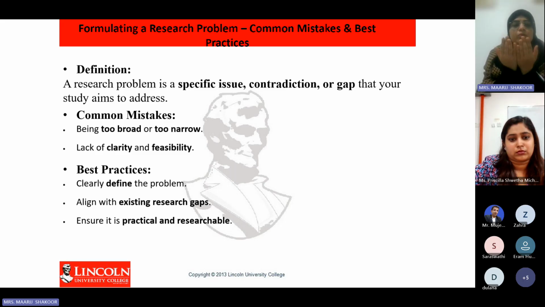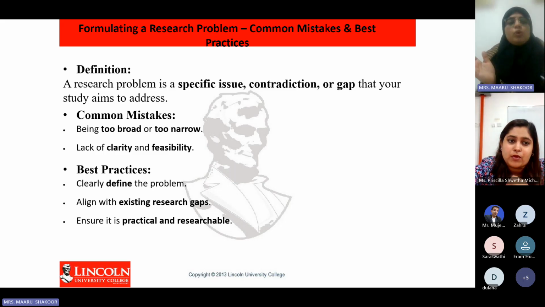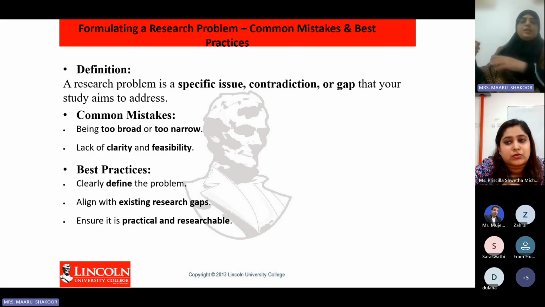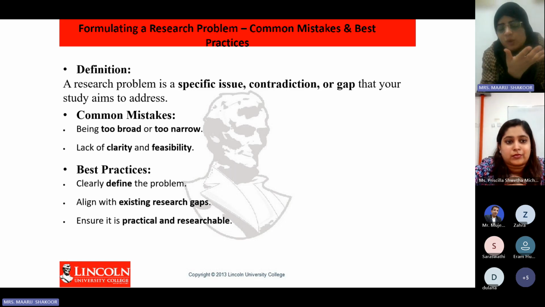If you are going to talk about alignment, it should not be like this: someone did research and you just pick any random thing and talk about blah blah blah. No, with the existing research where you found the gap, alignment should be there: this thing is done, this thing is missing, and I'm going to continue this research in this way. Okay. Ensure it is practical and accessible. I told you earlier that it should not be like you are seeing a dream and the research proposal is ready, with no practicality. So practical and researchable is very, very important.